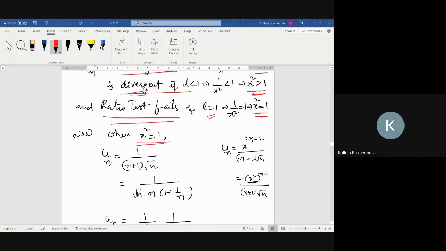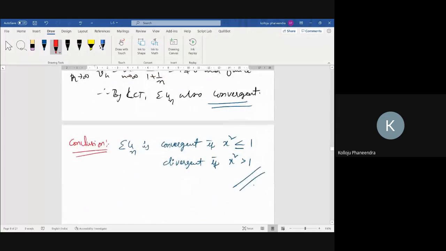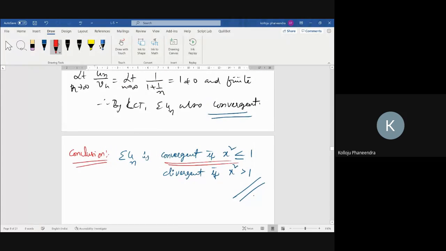So when x square equal to 1, again begin with un. Substitute that value in un. Since un value can be written as x square whole power n minus 1 by this, when x square equal to 1, that becomes 1 by n plus 1 root n. And yes, I can solve this by using limit comparison test. I solved this and finally make the conclusions for x square equal to 1, less than 1, greater than 1. Okay, this is one problem based on ratio test.